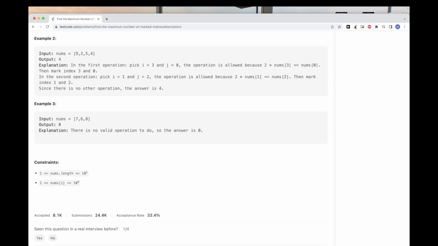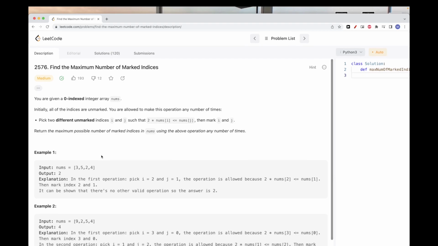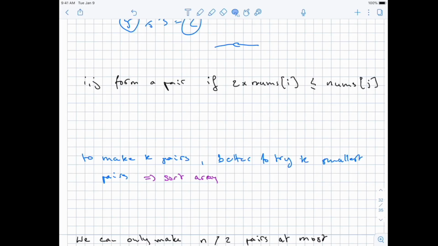The constraints are large-ish. We have 10 to the power of 5 numbers, so that tells you we can't do an O(n squared) algorithm. Okay, so how can we solve it? Okay, so how can we do this?